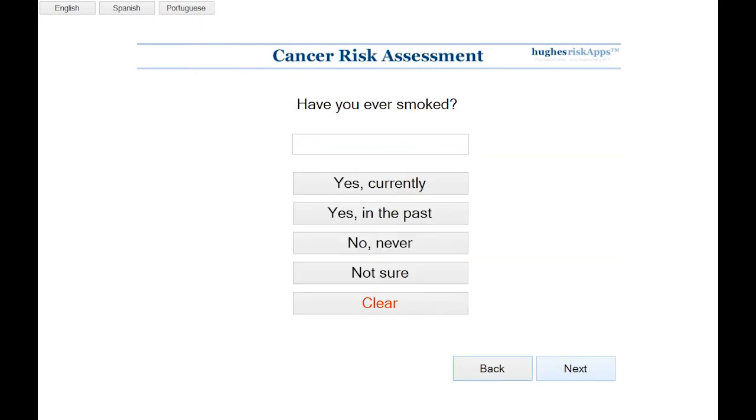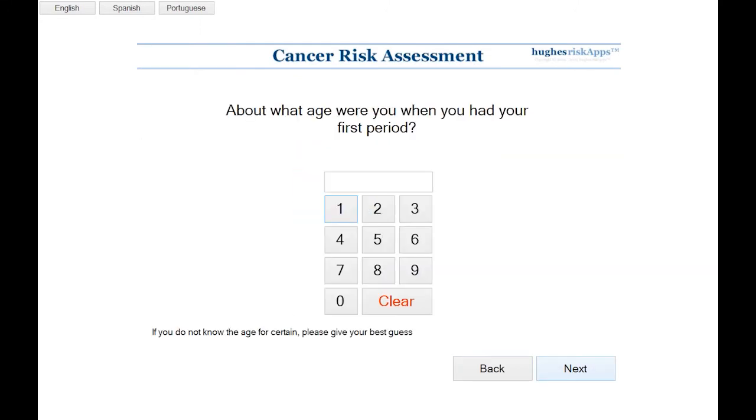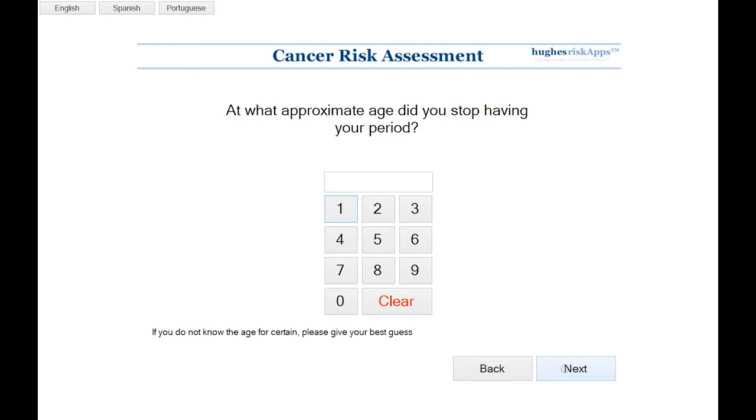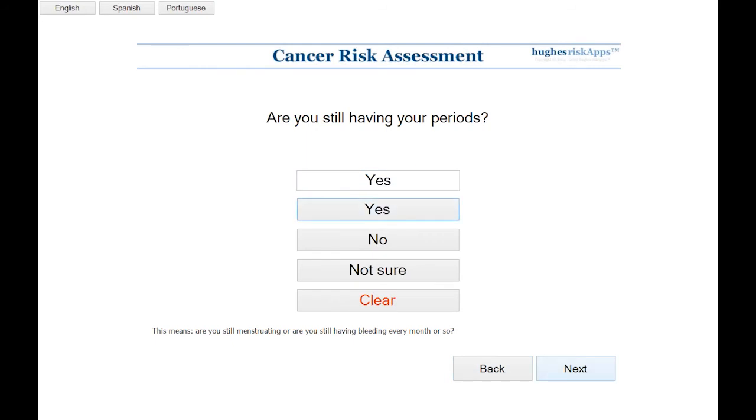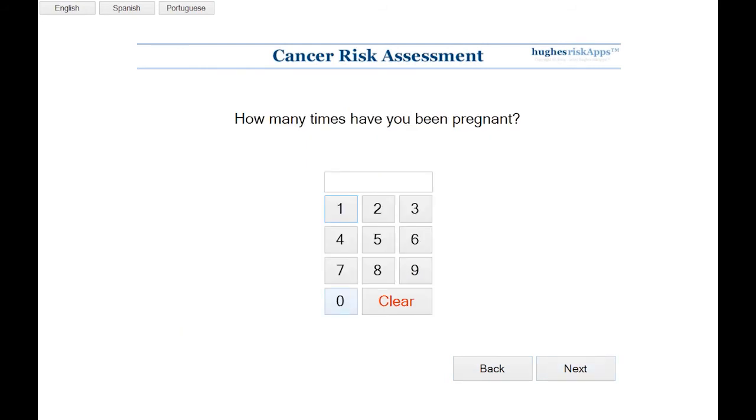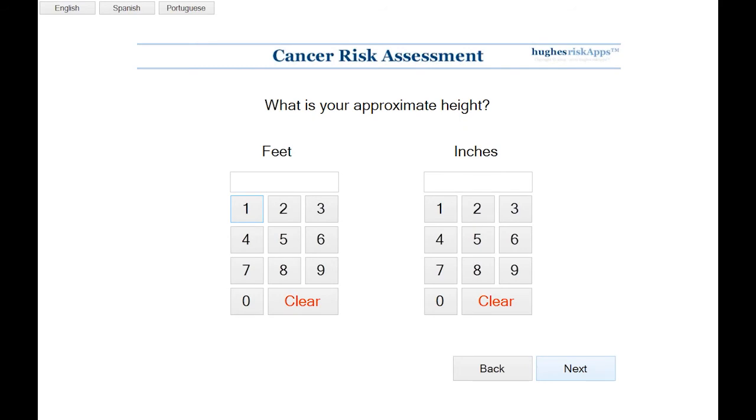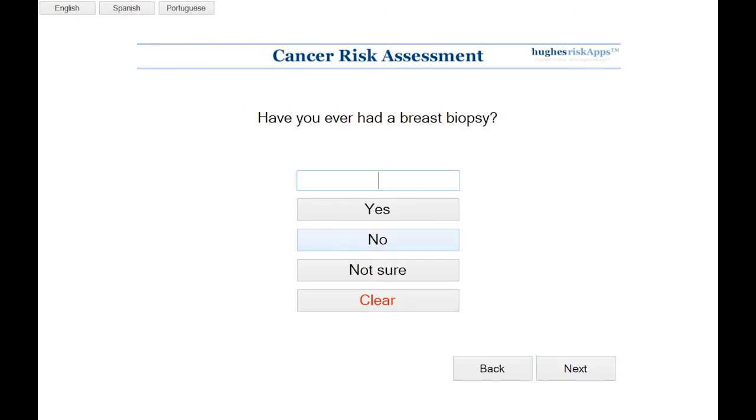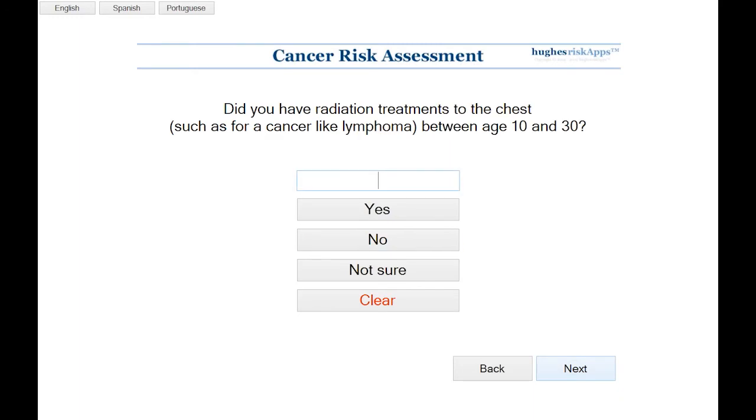You can see that the buttons are big, the font is large, the questions are simple, and patients in general do this very easily. There's branching logic, so if you say no to your periods, it then asks, what age did you stop? If you say yes, you're still having periods, it doesn't ask you when they stopped. If you say no pregnancies, it doesn't ask how many children you have had. So the questions are relative to the specifics of that individual patient. If we said yes to biopsies, it'll ask about atypia. The patient may remember that.